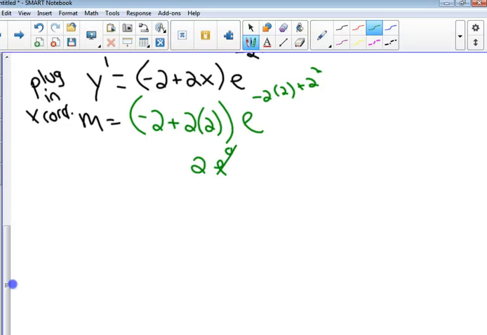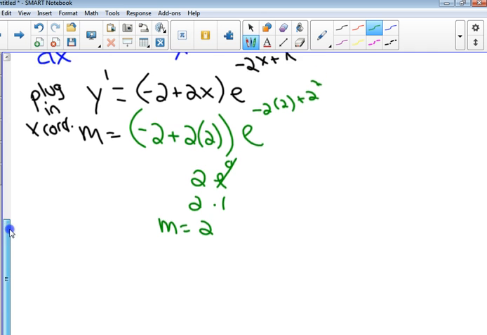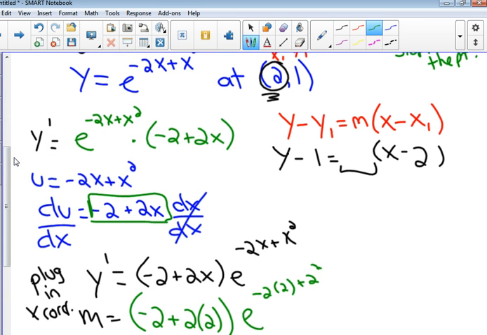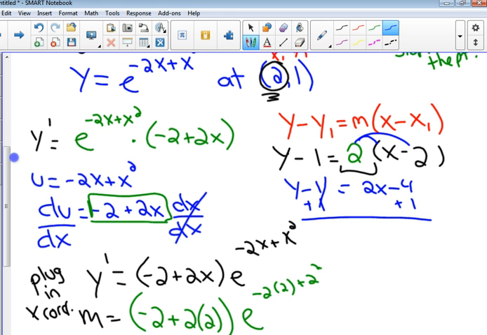Oh, this is what you do. Yes, you know it. So here we get m is going to be just 2. Once you did all that work, now we can take the m and plug it back in up here. You know it's 2 now. And now we can actually get our equation. So y equals 2x minus 3.